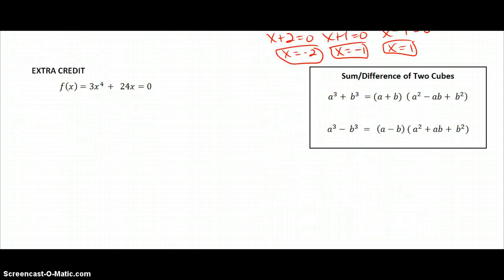Last one is an extra credit problem. I'm going to check the standard form, yes. I'm going to factor out a greatest common factor. I'll end up with x to the 4th plus 8x equals 0.